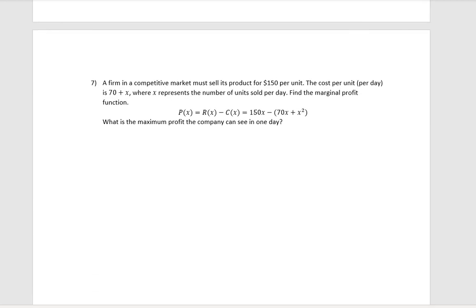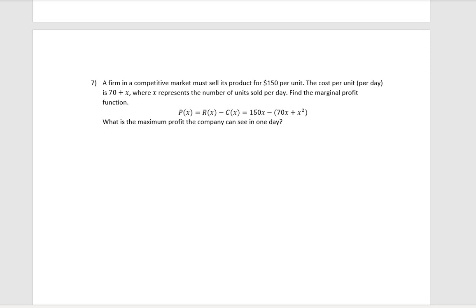All right, very last example here. A firm in a competitive market must sell its products for $150 per unit. The cost per unit per day is 70 plus x, where x represents the number of units sold per day. Find the marginal profit function.